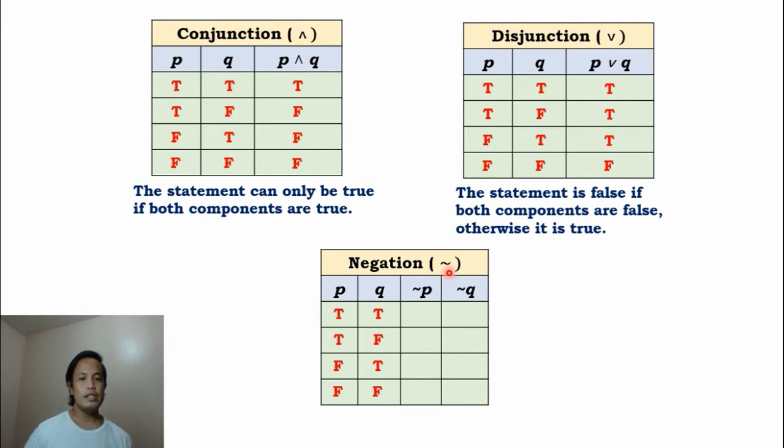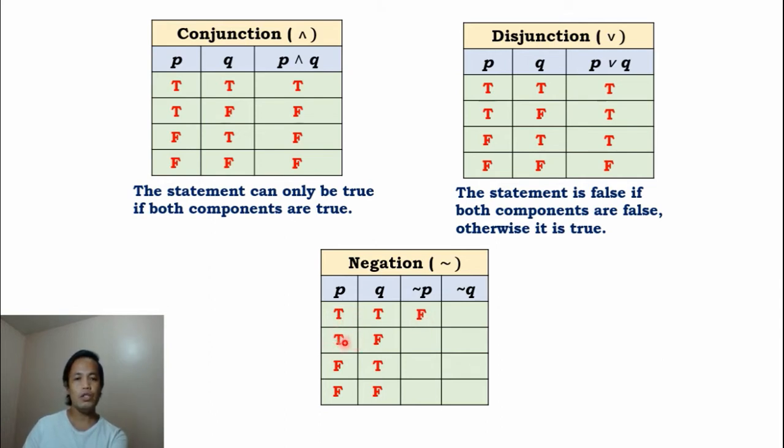So the same, we have two variables P and Q, and there are four different possibilities. So if we are to negate P, which is this symbol, the "not P". If we have true for P, therefore if we are to negate this statement, true, therefore this is false.